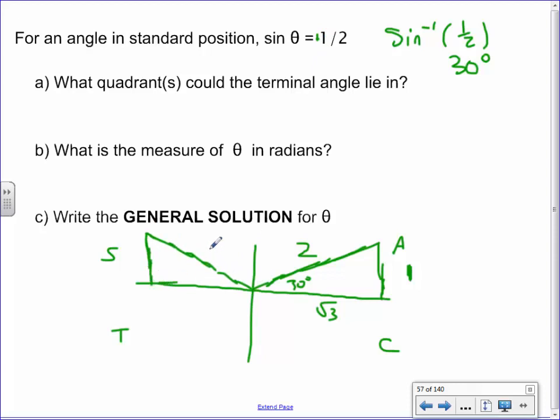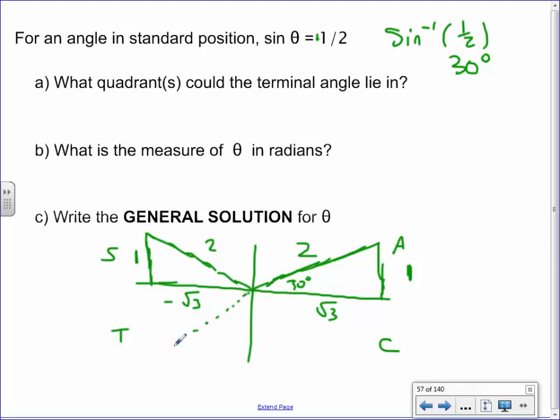Because what you'll end up with is you'll put a 2 right here. This will still be 1. This will be just negative root 3. But if we're talking about sine, do I care that this side is negative root 3? Sine's opposite over hypotenuse. Here's your opposite, it's still 1. Here's your hypotenuse, still 2. Does that make sense?